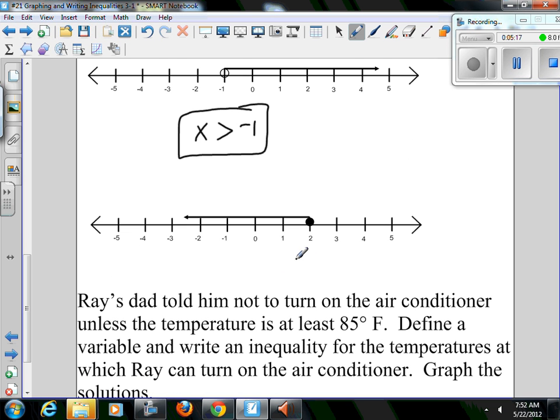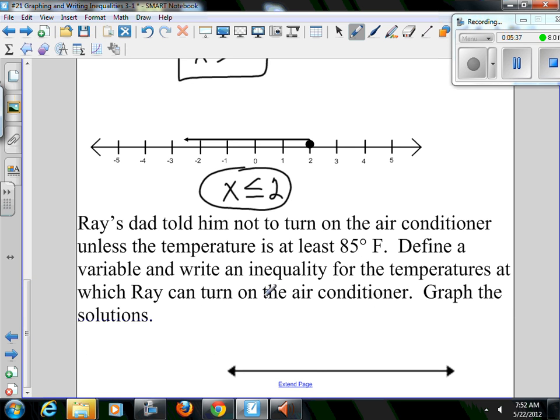Next one. The arrow is moving toward the left, but we have a closed dot, so we'll put a line underneath it, put the x on the left. You can use any variable you want. I'm just using x here. And x is less than or equal to 2. That's where the dot is.